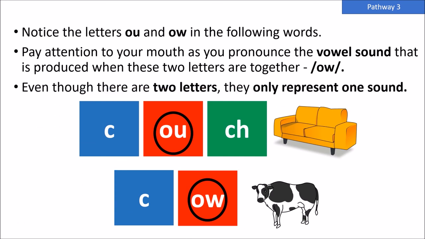Even though there are two letters, they only represent one sound. The first word is couch. K-ow-ch. Couch. The second word is cow. K-ow. Cow.